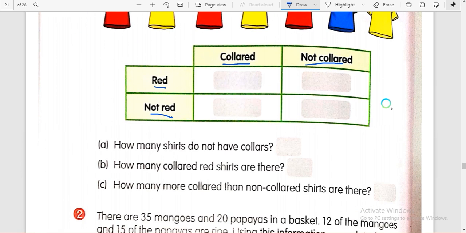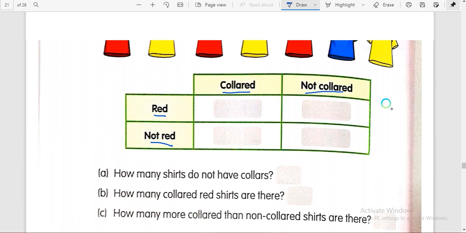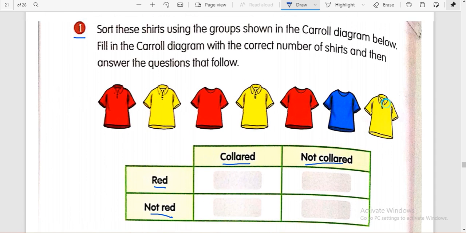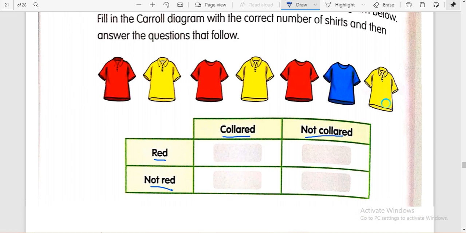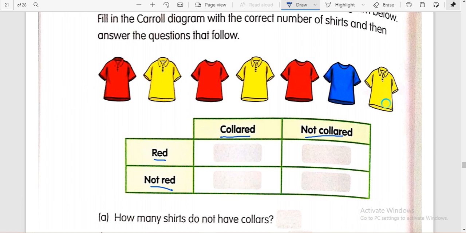Here we have 3 questions on this Carroll diagram. He's asking you, what's the number of colored and red shirts? Here we have 3 red shirts, but I need the shirts with colors only. So here we have only one shirt with color. So it's one red shirt and it's colored.